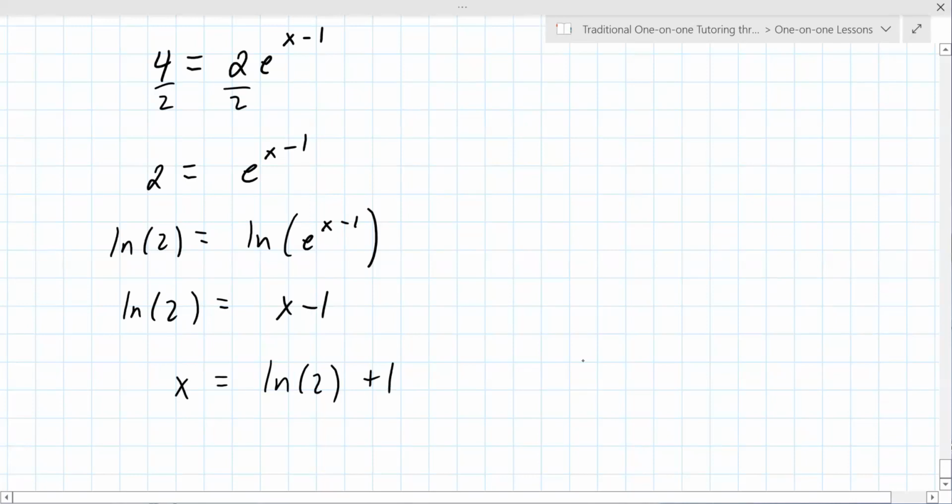Okay. And there's really not a good way to check these. So you just have to be comfortable with your steps. You wouldn't try putting it back into the original. I mean, it does work, but it's not something you want to do.